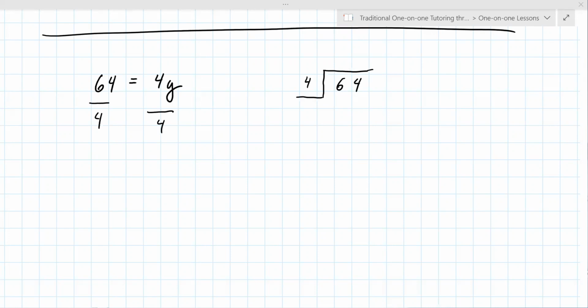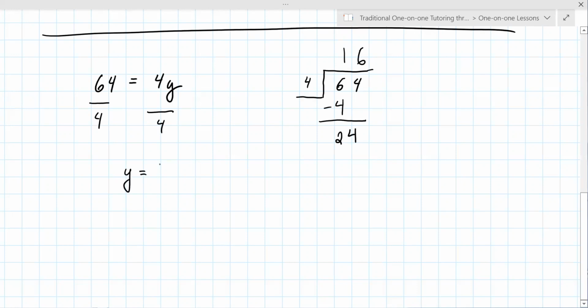Would it be 13? So 4 goes into 6 one time. Subtract, that'd be 2, 24. And then 4 going into 24, you can go in 6 times. So that'd be 16. Yes. Okay, so y is 16.